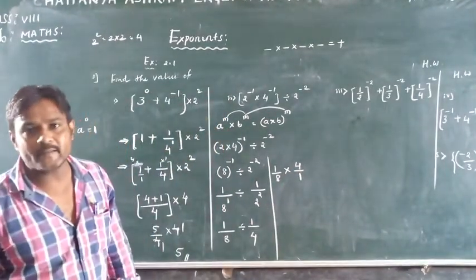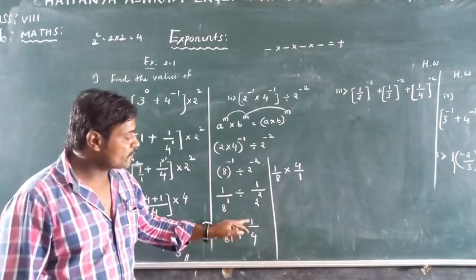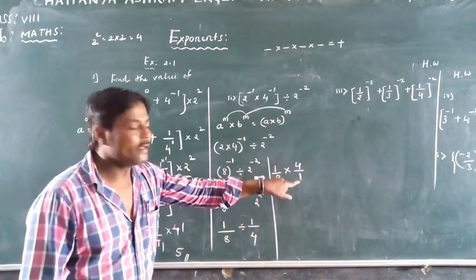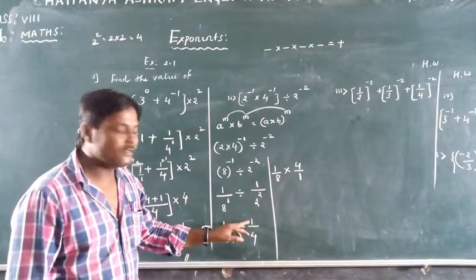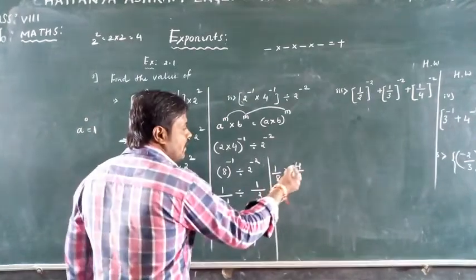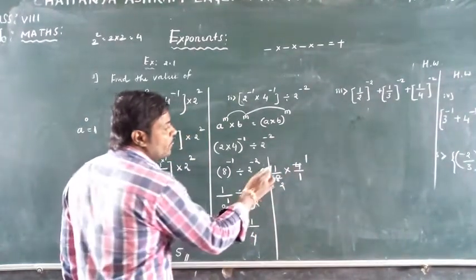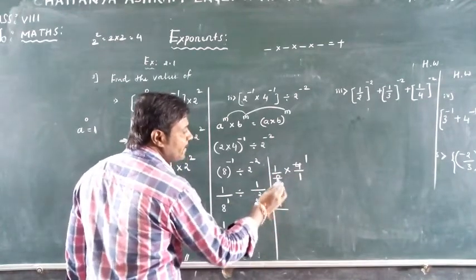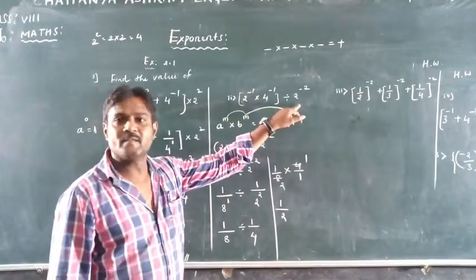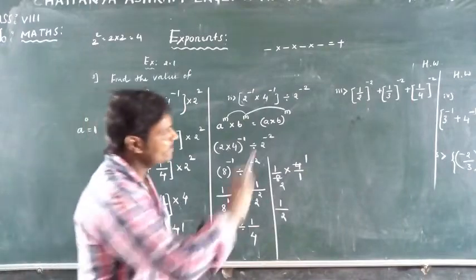Use that earlier knowledge. The reciprocal of 1 by 4 is obtained by interchanging its numerator and denominator. 1 by 4, its reciprocal is 4 by 1. Then simplify. 4 and 8 cancel, 4 ones are 4, 4 twos are 8. Then 1 into 1, 1, divided by 2 into 1, 2. So the value of this exponential sum is 1 divided by 2. Clear? Then see the third one.